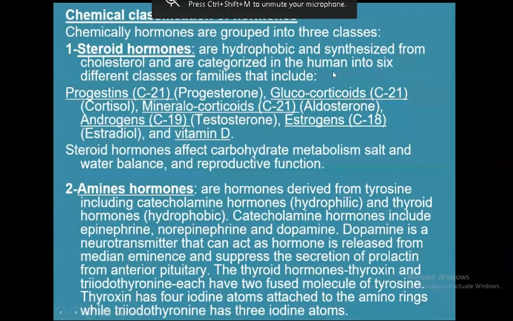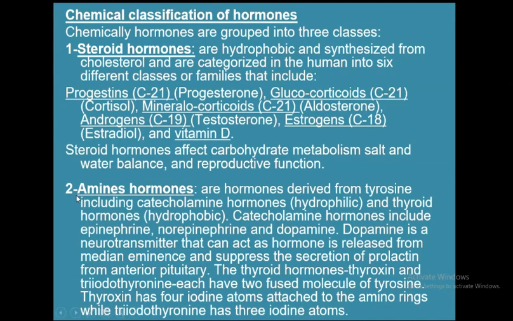Thus, steroid hormones are classified into 6 classes. Progestin, they contain 21 carbon atoms. Example, progesterone. Glucocorticoids, 21 carbon atoms. Example, cortisol. Mineralocorticoids, 21 carbon atoms. Example, aldosterone. Androgens, 19 carbon atoms. Example, testosterone. Estrogen, 18 carbon atoms. Example, estradiol. And finally, vitamin D, because it is synthesized from cholesterol. Thus, steroid hormones play very major roles in carbohydrate metabolism, in salt, water, and reproductive function.